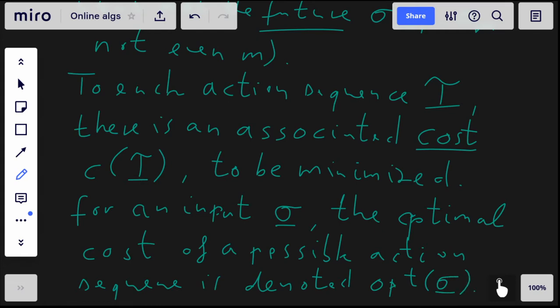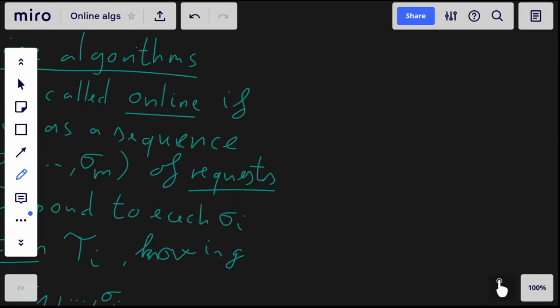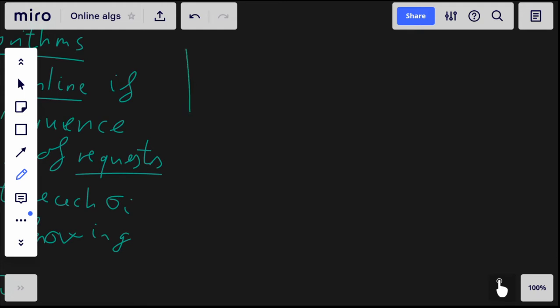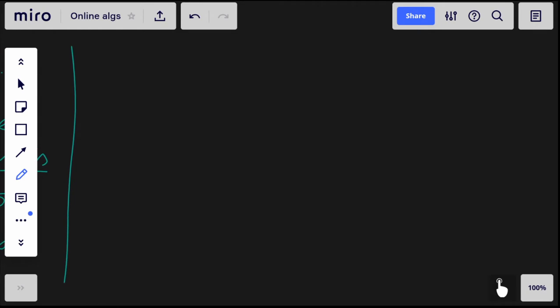Now, in many cases, the cost of an action sequence also depends on the input, so sometimes I will use a sigma subscript here as well, but I'm usually dropping those indexes which are not fully used. So I'm just moving to an example to make it more understandable. The type of problem which you will see several times during this semester is called the ski rental problem. You can look this up on the Wikipedia webpage, of course.